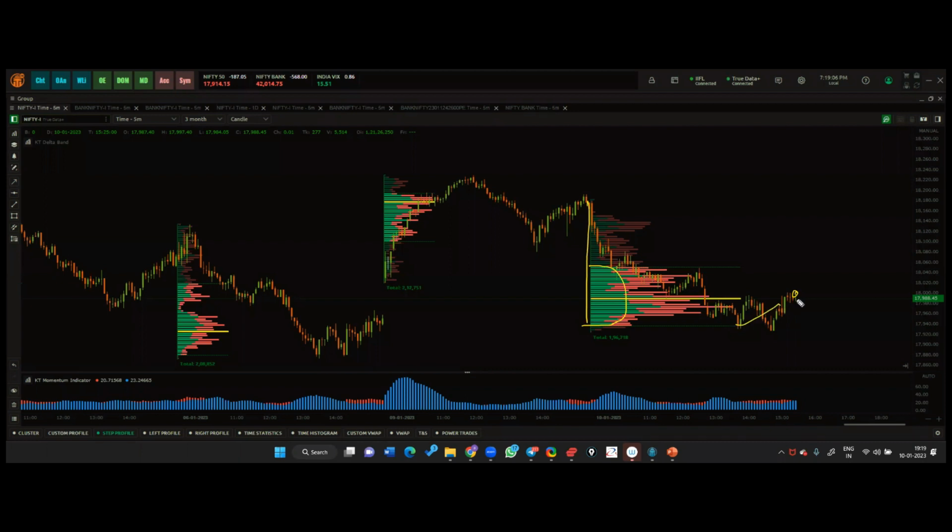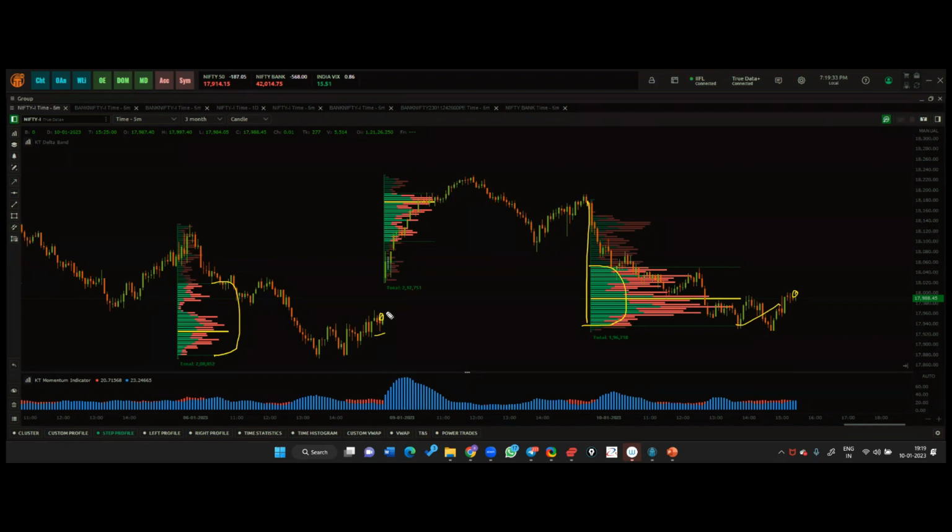The most important point, folks, as I said, is to not just look at the shape of your profile, but apart from the shape of the profile, also the closing price. The structure of the profile and the close is very important. For example, in this case, we had a similar kind of structure on Friday as well. Again, the closing was somewhere in the middle of your profile, especially in Nifty.